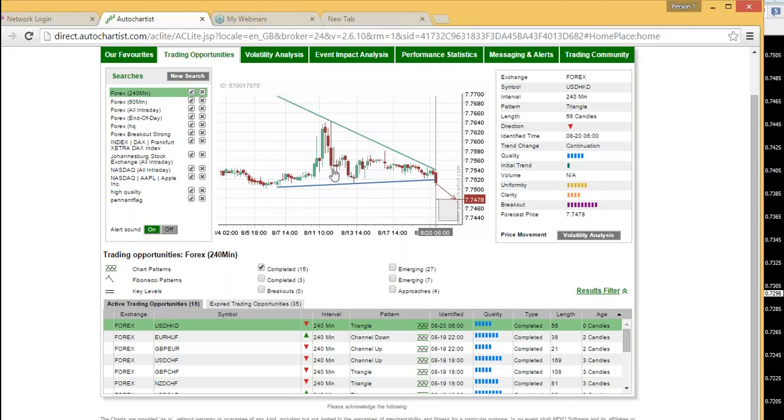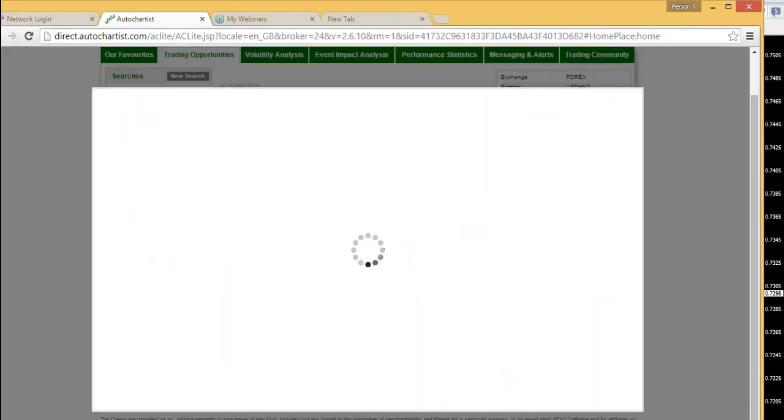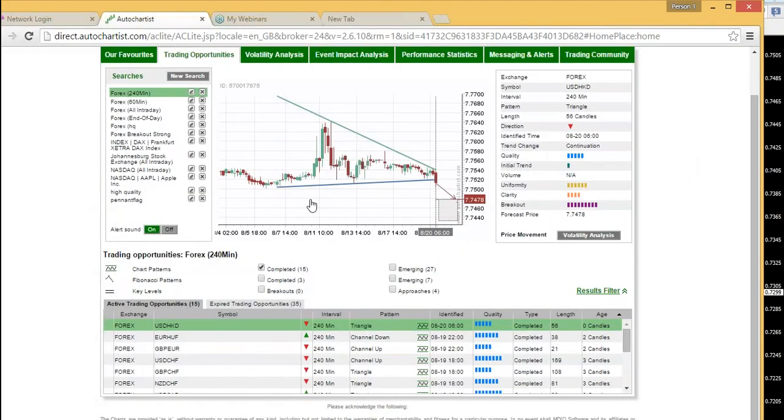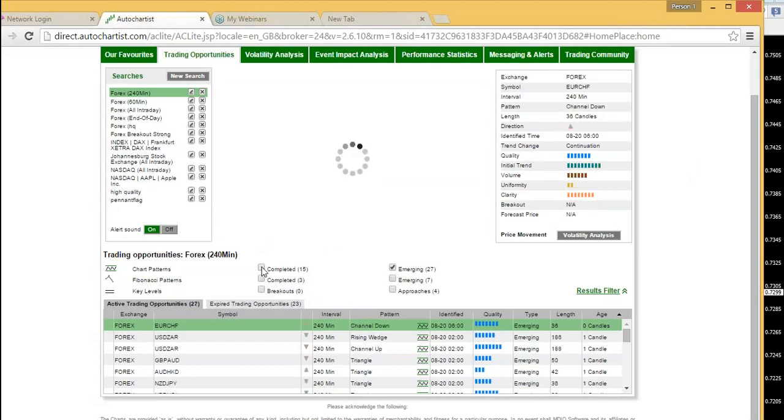So this is the first type of chart pattern that we do measure for performance statistics. And what we do is we measure this, and as soon as it hits the gray box down here, we consider that to be a success. And if price comes down and doesn't hit that gray box, it's not considered a success. But that's the first type of chart that we do have statistics for. Then we have what we call emerging patterns.